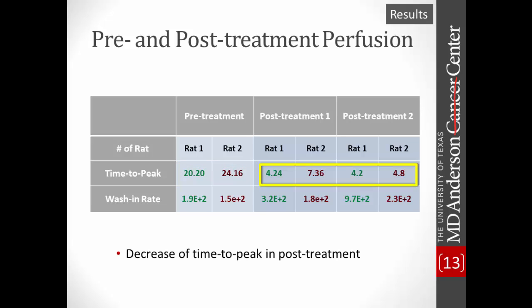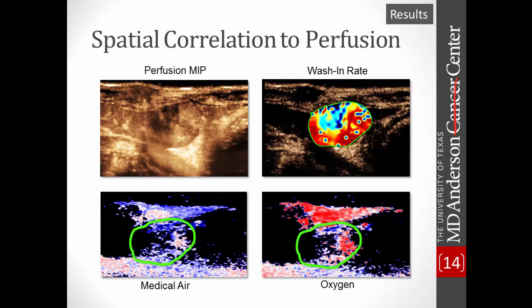And here we saw that across all the time points, time to peak decreased and wash-in rate increased. Now, this is probably the most interesting part: we started correlating the oxygen saturation to perfusion. You would expect them to be correlated, and this is often, although not always, what we saw. These are representative images of what we often saw. Here's wash-in rate, so you have your tumor right here, and higher wash-in rate would be correlated to greater perfusion.